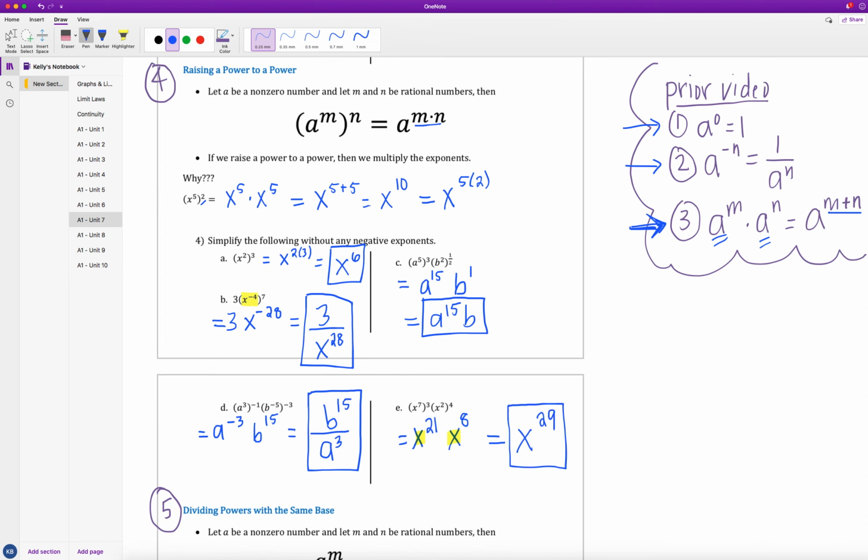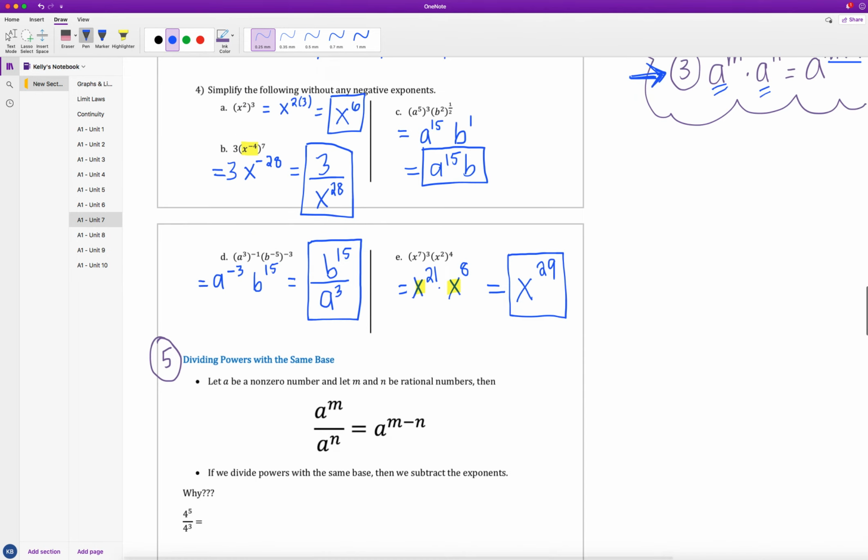We had to first deal with the power to the power because remember, in order of operations, I have to deal with anything that is grouping before I deal with multiplication. So that's why we multiplied the exponents first, and then we used our property number 3 by adding the exponents together because now we're multiplying the same base.